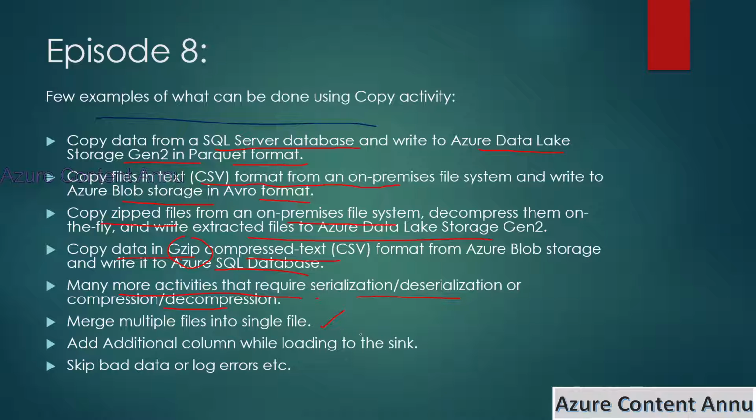And suppose your source has 5 columns and in the sink you want to add an additional column that has the data related to the current time when the pipeline is executed, then we can also do that using additional column in copy activity. We can also skip bad data or duplicate data and we can also log errors using copy activity. So these are just small examples of what can be done using copy activity.